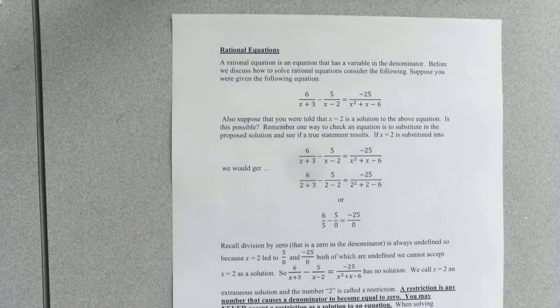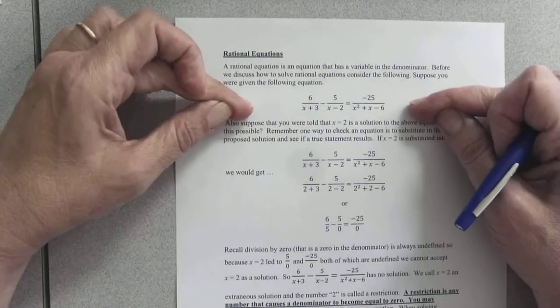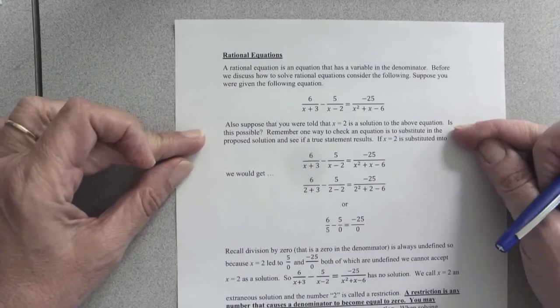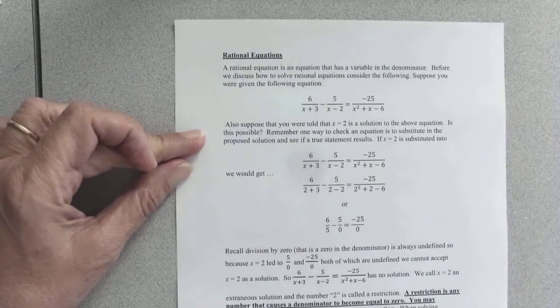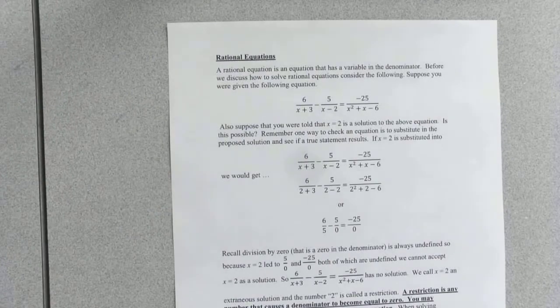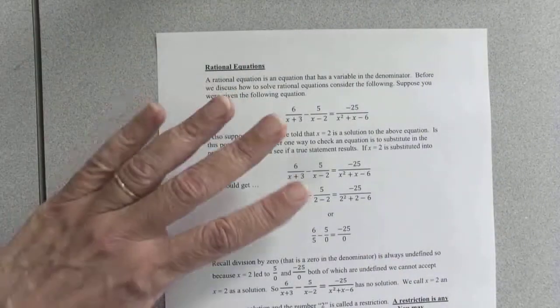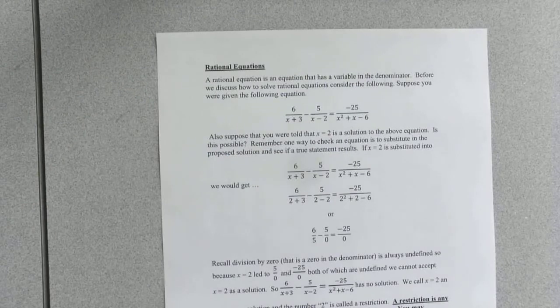Before we discuss how to solve rational equations, consider the following. Suppose we are given this equation, and then suppose we were told that 2 was an answer to that equation. Now, the old-fashioned way to check, we're checking now using our graphing calculator. But before, people like me, old people, when we had to check our answers, we just plugged our answer into the equation, and we wanted that equation to work.